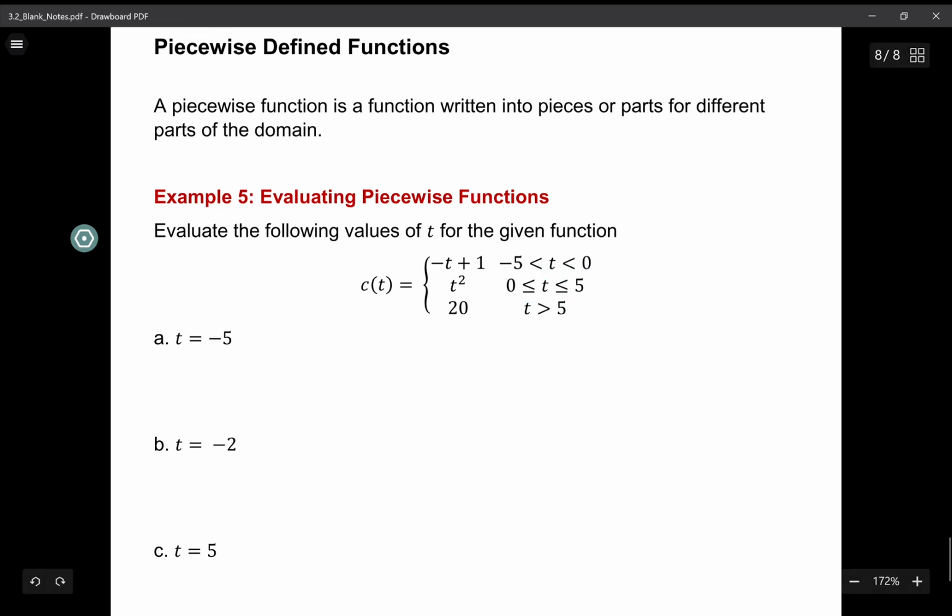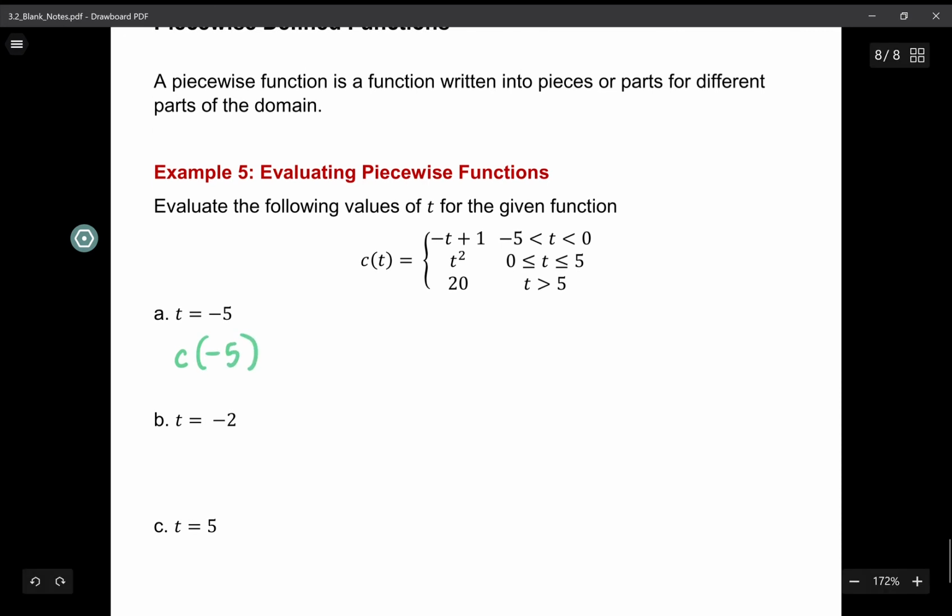All right, so let's see if we can figure this out. What is c of negative 5? So my t value is negative 5. Well, let's look at our piecewise defined function. And why did I pick this one first? That's okay, we'll start with a hard one. Actually, there is no definition for c of negative 5, because if we look here, t's got to be greater than negative 5, and I don't have any piece that's equal to negative 5, so this is not defined. It's not in the domain. Okay, so the first one we didn't even get to.